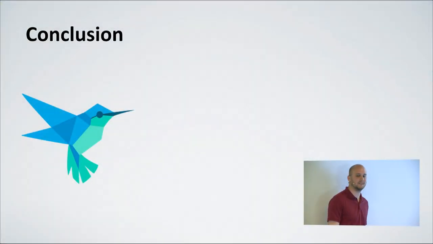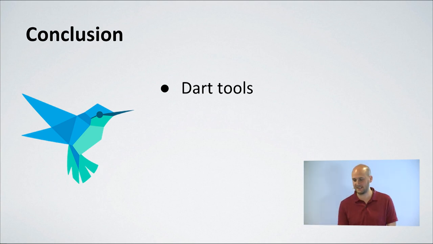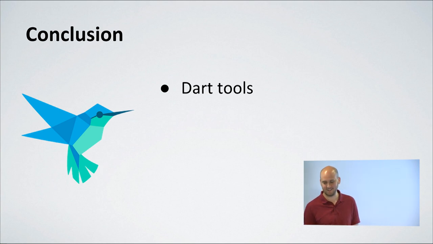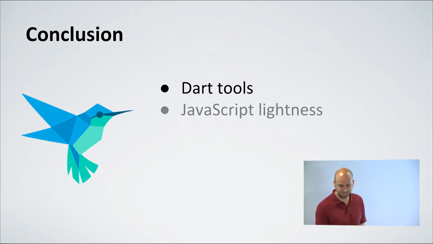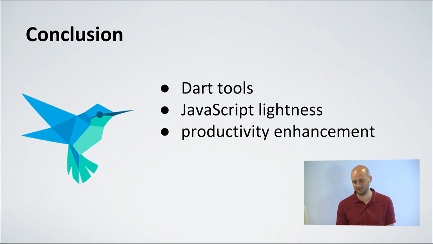So as a conclusion, we have a really great development environment. I think everybody here agrees that Dart tools are great: the package managers, the build systems, the IDE. I'm actually switching from Eclipse to IntelliJ in Java, and the IDE is really great, and I'm happy about the plugin. It has JavaScript lightness. You change the code, you refresh your browser, and that's it. But we have the productivity enhancements of a true language, with refactoring possibilities and so on.